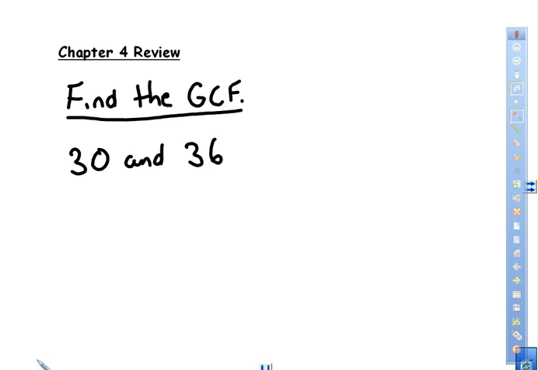We are going to do a review for Chapter 4, and we're going to start with the greatest common factor. What I want you to do to solve these is to literally go through, hit pause first, and then solve these particular problems. So we're going to do that individually. So let's go ahead and hit pause and solve for the greatest common factor of 30 and 36. So go ahead and do that.